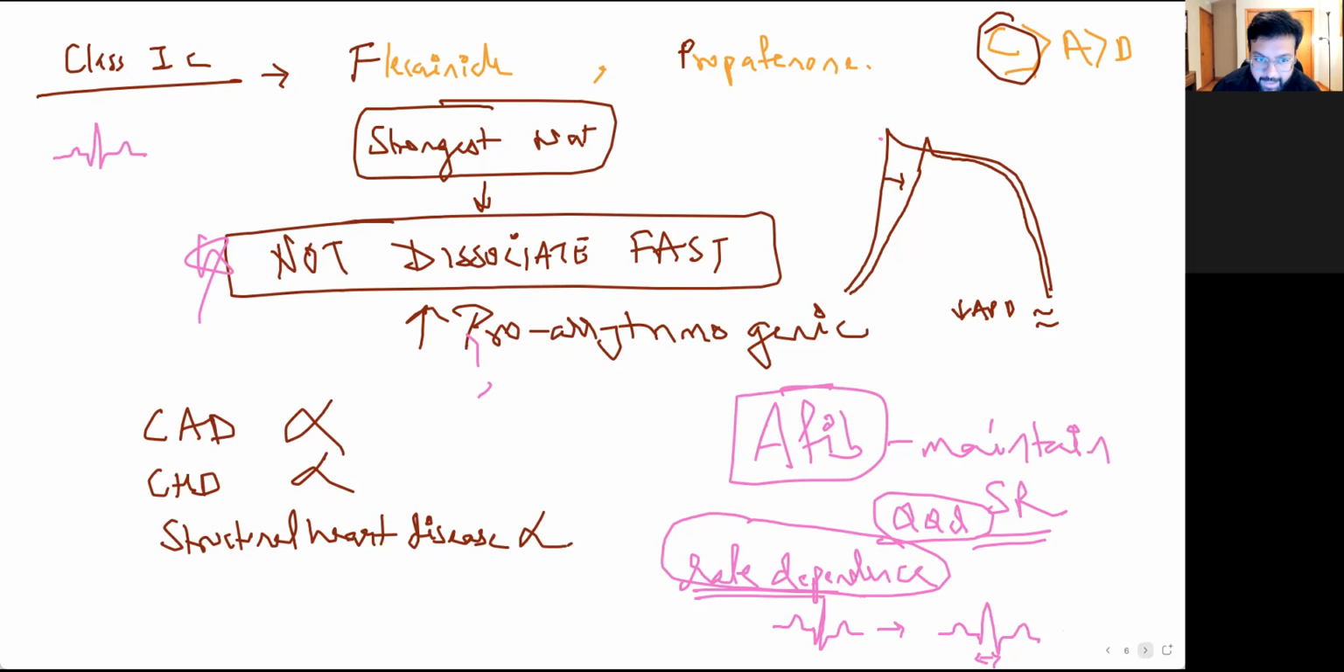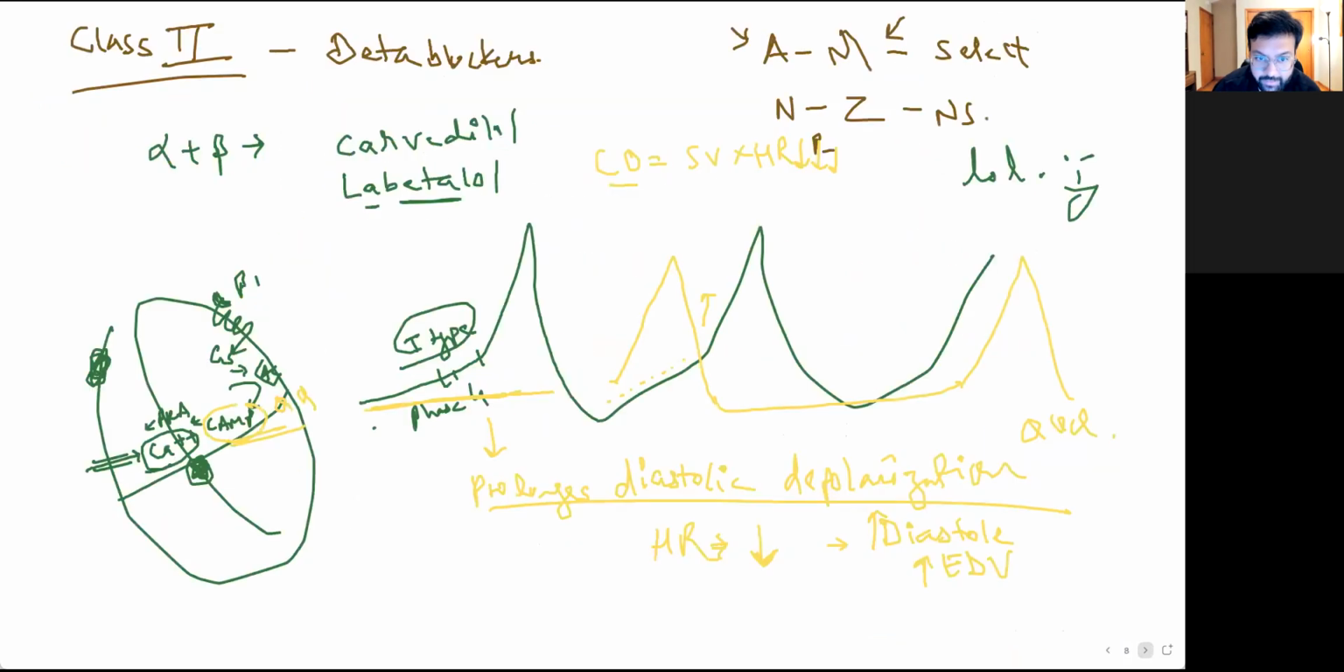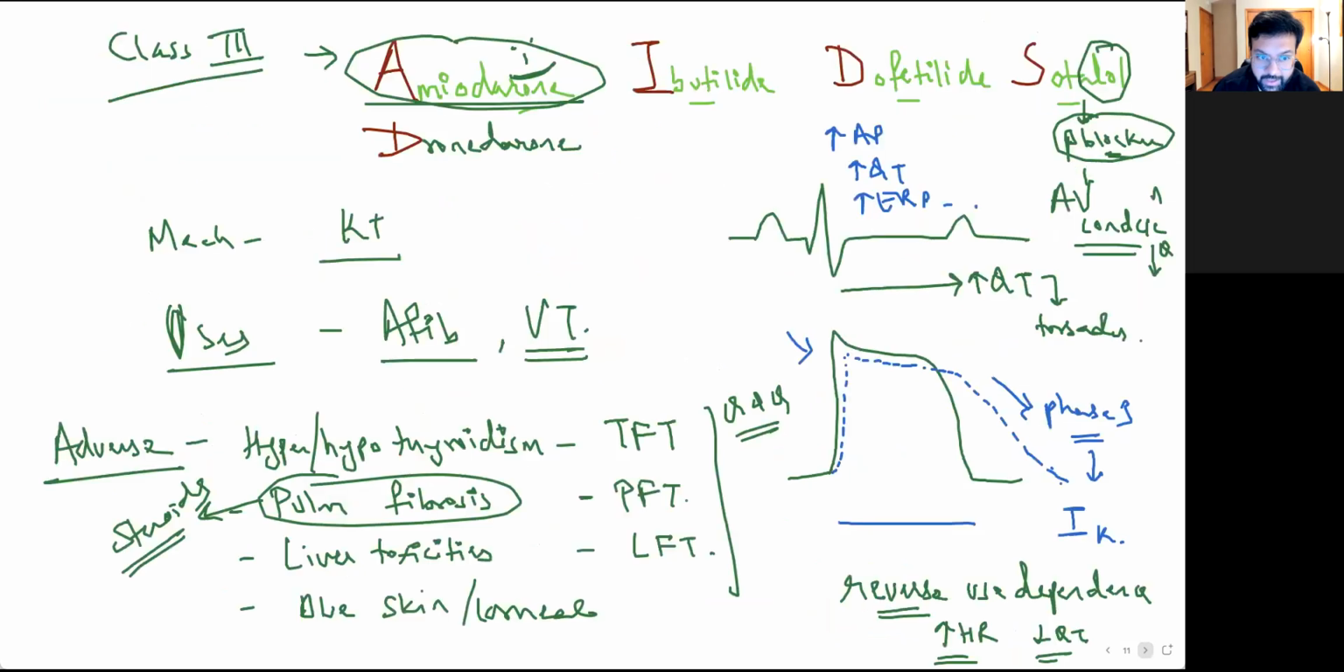Oh, I see. And this was reverse, which we saw in class 3? Yes, that's reverse use dependence. More heart rate, less QT. Less heart rate, more QT. Very good.